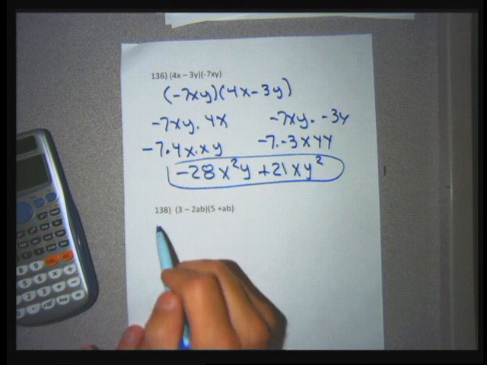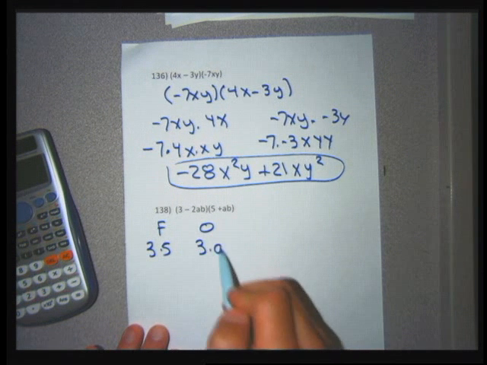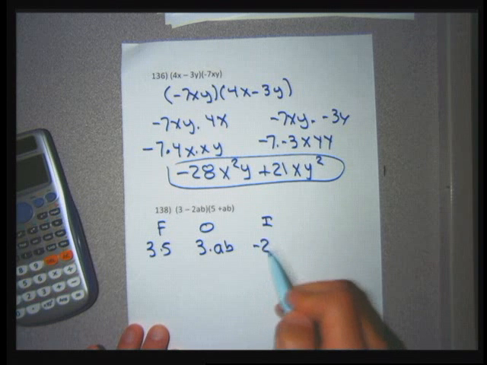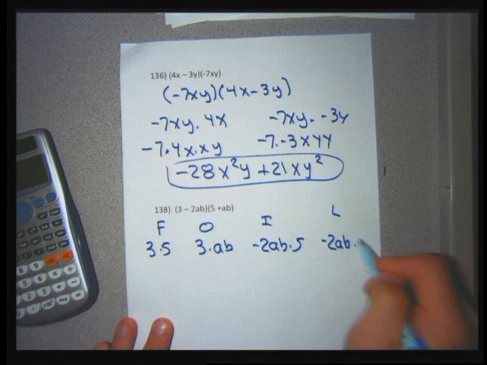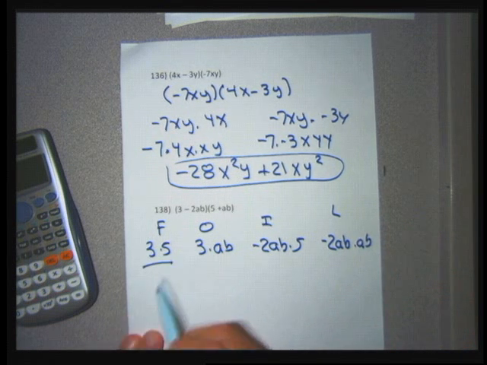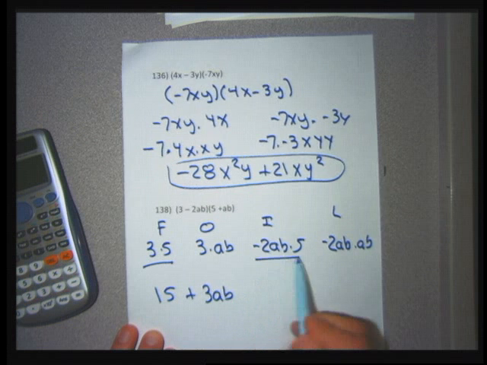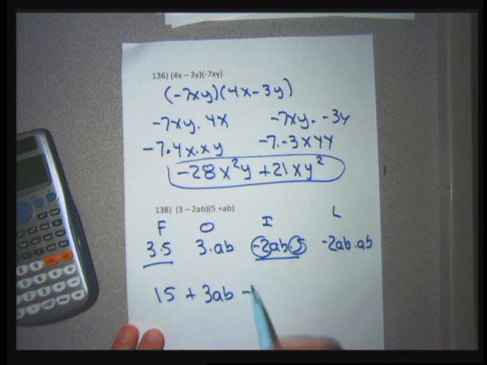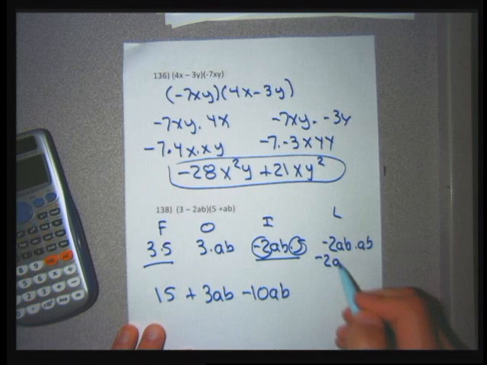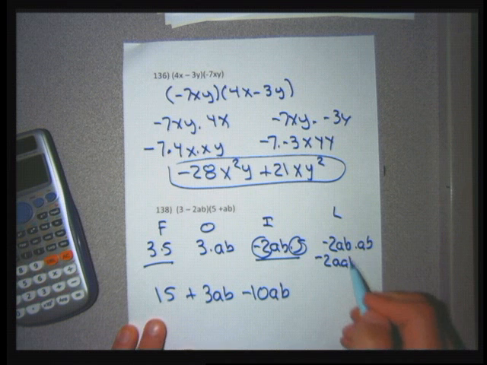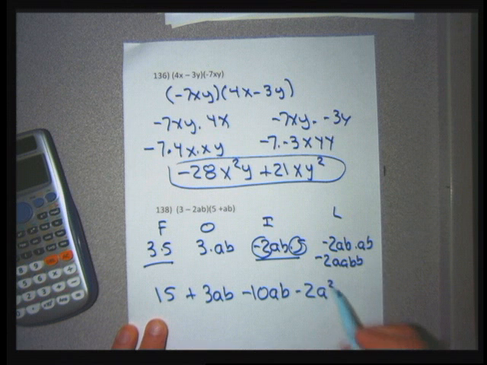Last problem. FOIL. First, 3 times 5. Outers, 3 times AB. Inners, minus 2AB times 5. Last, minus 2AB times AB. The easy multiplication, that's just a 15. That's also easy. That's a 3AB. This is kind of easy. You just multiply the negative 2 and the 5 and get negative 10AB. The last one, I can write this as negative 2A, taking the A from the first and the A from the second, and BB, the B from the first and the B from the second, and you get negative 2A squared B squared.